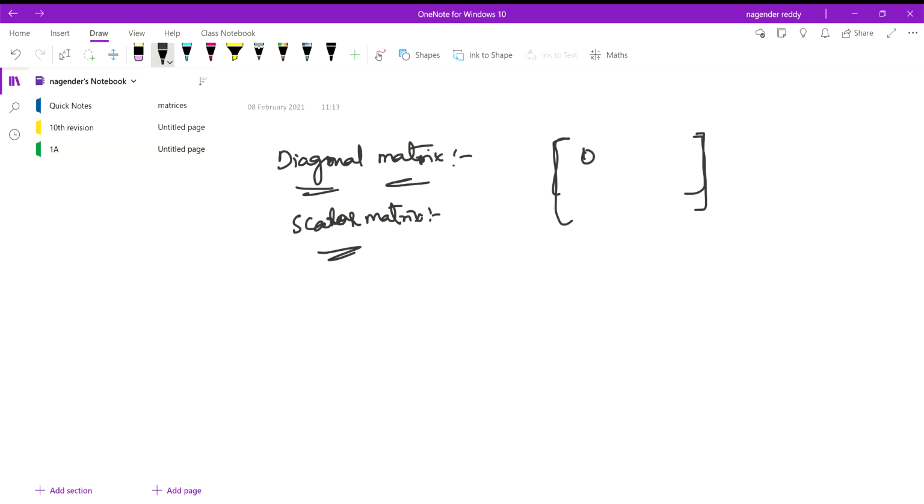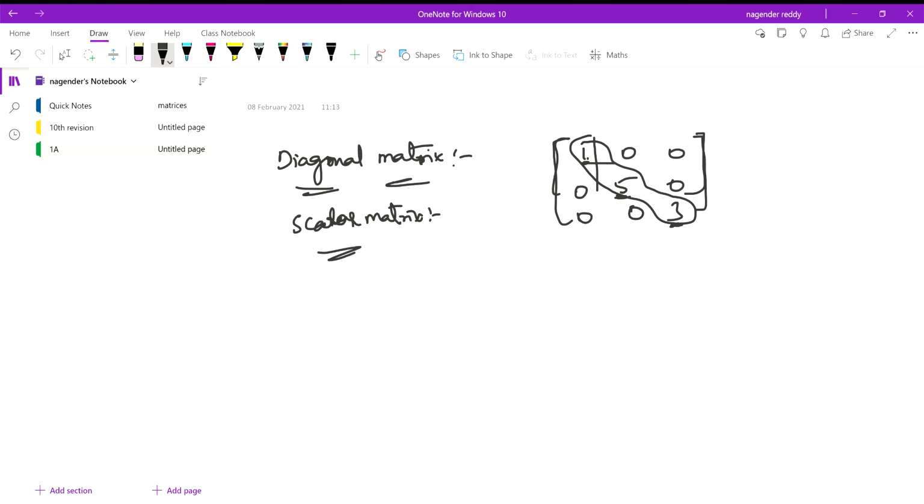1, 0, 0, 0, 5, 1, 0, 0, 0, 3. Now you can observe this is called the principal diagonal. Why is it called a principal diagonal? See here, the position of this element is first row and first column, and this is second row and second column, and this is third row and third column, right?